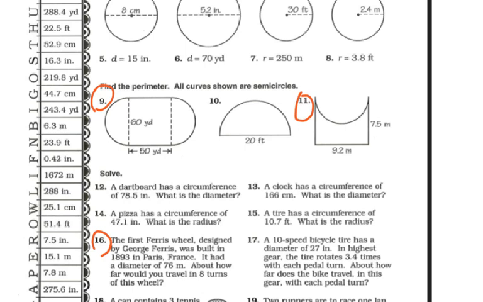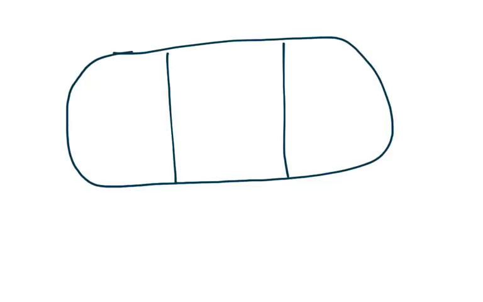Read it. We're going to find the perimeter, and it says all curves that are shown are semicircles, which means half circles. So think in your head what you would do first, before I do it, and see if you would have gotten it right. Okay, I drew it, but I've done a horrible job, but it's okay. So remember that we are only trying to find the outside edge.